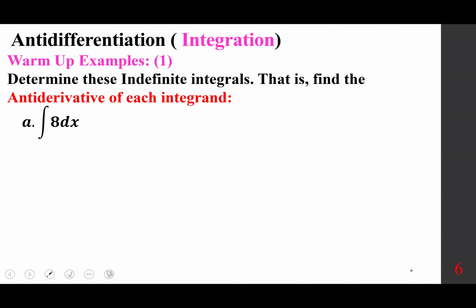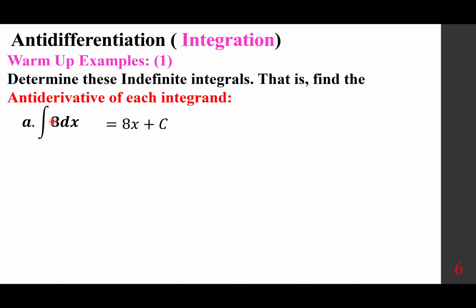We're going to do a warm-up example. Determine these indefinite integrals. That is, find the antiderivative of each integrand. Look at the integral of 8 dx. Please understand this is a dummy variable, which is telling us what is the independent variable. Think of a function you differentiate to get 8. Clearly, the answer is 8x plus c.